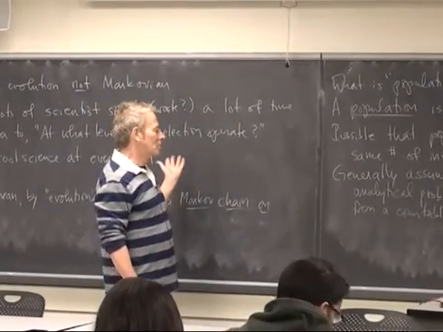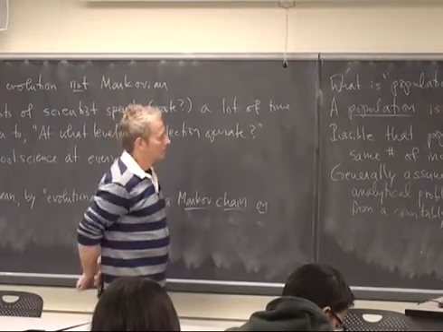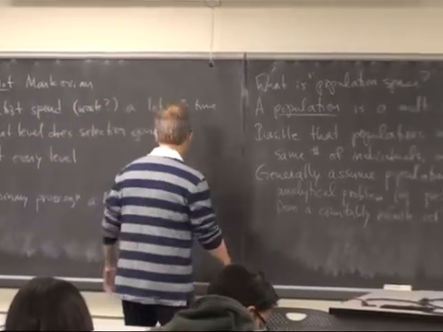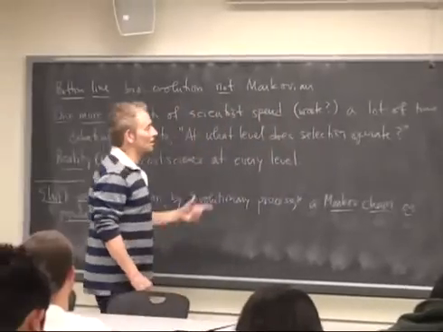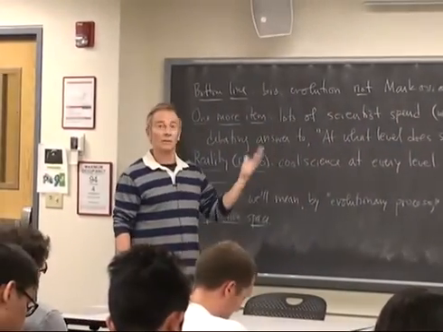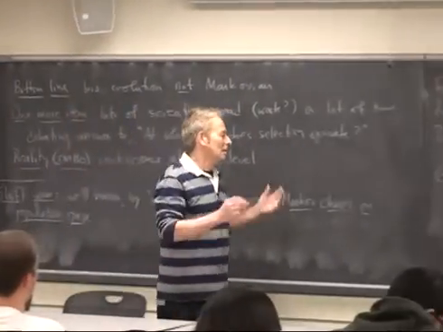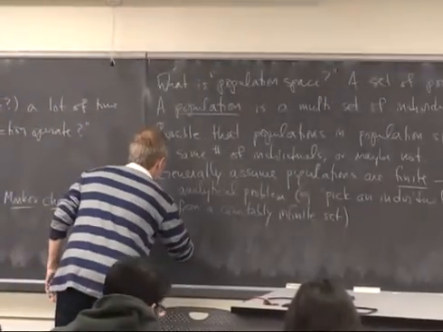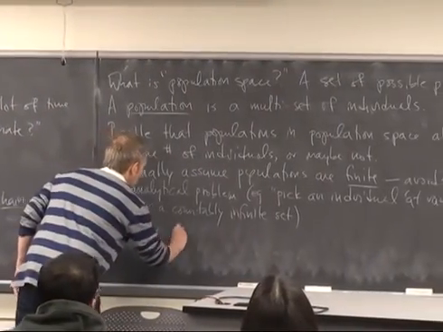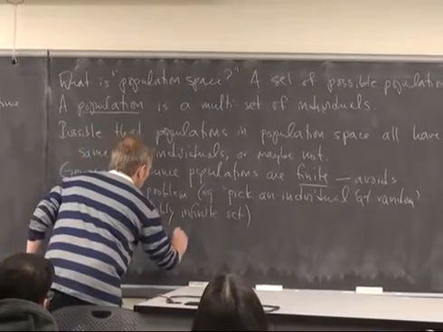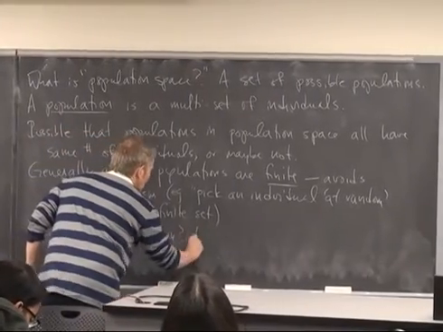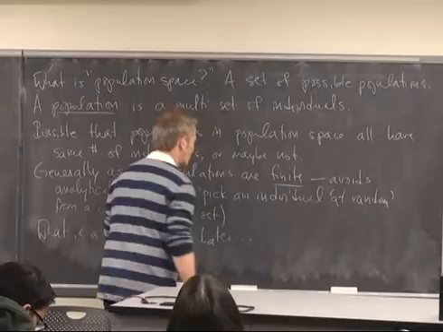Okay, so Markov chain. What is a Markov chain? Well, we'll get to that in a moment. Now that we know what population space is, a set of populations, and what a population is, a multi-set of individuals, before we talk about what a Markov chain is, I want to postpone that. I want to talk about a couple of examples.